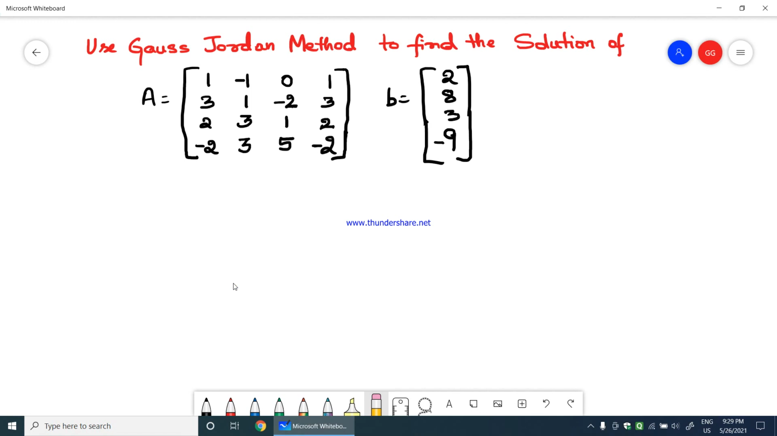Let us solve this particular problem using the Gauss-Jordan method to find the solution. They can give you a question in this way also. They can give you matrix A and B, and they will ask you to find the solution of this particular matrix by using the Gauss-Jordan method. For this we know that normally to find a solution, we say Ax equals B. So we write the augmented matrix here. Let me write the augmented matrix here.